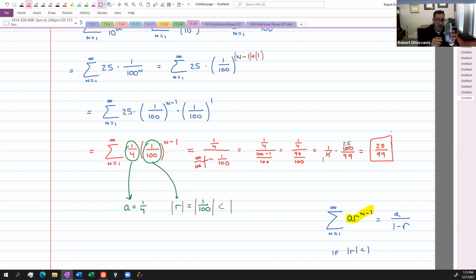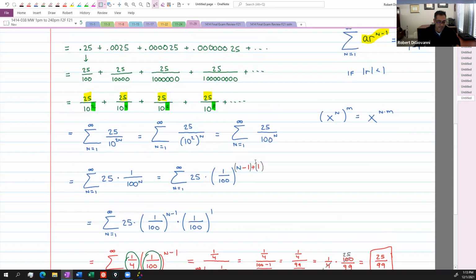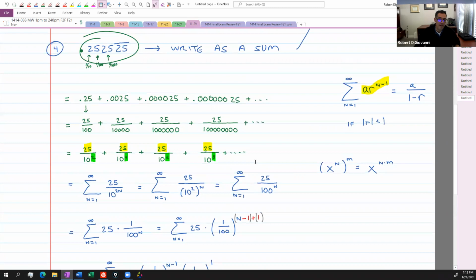So if you get on your calculator right now and you type in 25 divided by 99, you'll get 0.2525252525 forever. What do y'all think? That's a lot of work, huh? That's a lot of strange stuff happening here.